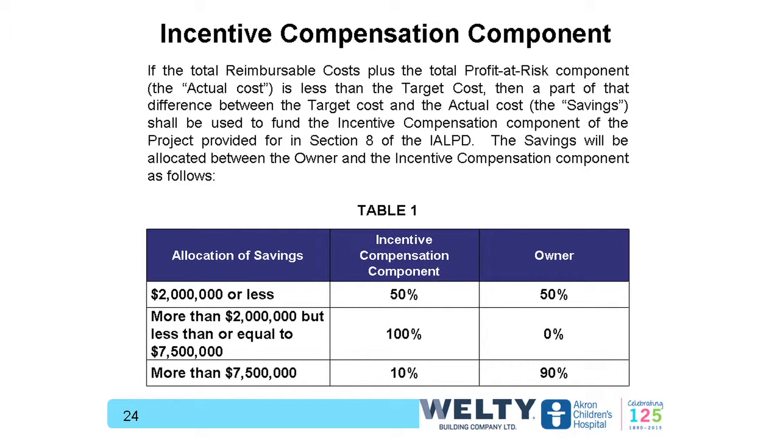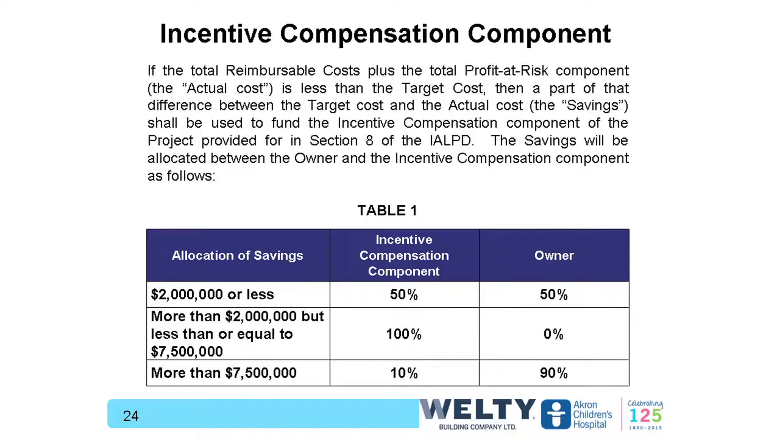We decided to split the incentive, or to fund the incentive compensation by this table here. The first $2 million was split 50-50 between owner and the team. And that was because, number one, it was kind of low-hanging fruit, and number two, the owner had a lot of expenses on the startup side that, you know, I was hoping to recover some dollars for Mike so that he could sleep at night. And then the next $5.5 million of savings all went to the team.